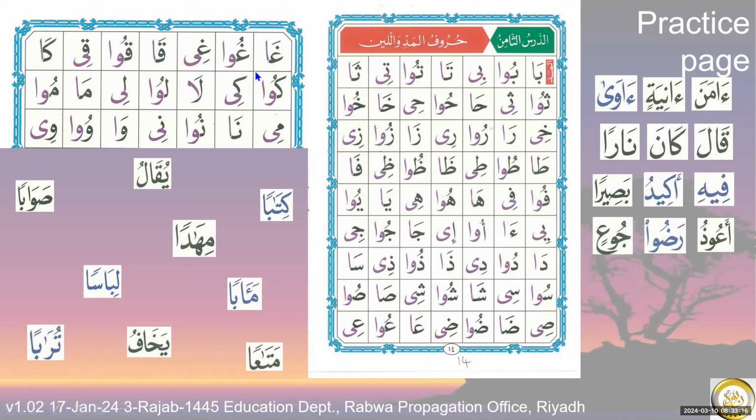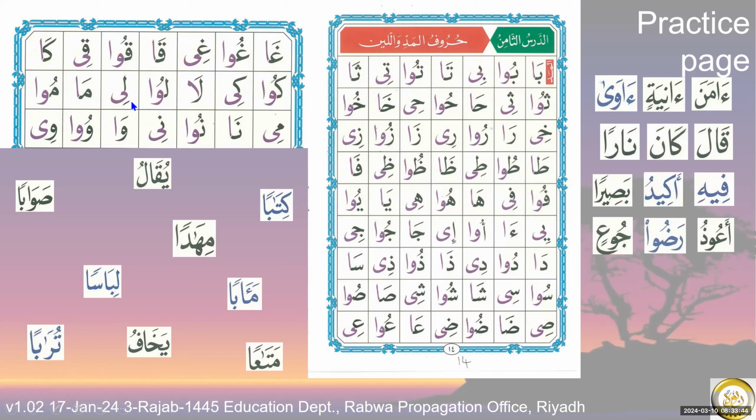Gha, ghu, ghi. Qaf fatha alif, qa. Qaf dhamma waw sukun, qu. Qaf kasra ya sukun, qi. Qa, qu, qi. Kaf fatha alif, ka. Kaf dhamma waw sukun, ku. Kaf kasra ya sukun, ki. Ka, ku, ki. Lam fatha alif, la. Lam dhamma waw sukun, lu. Lam kasra ya sukun, li.